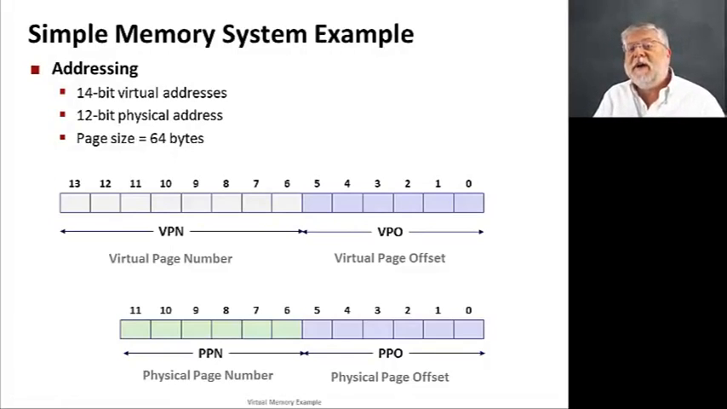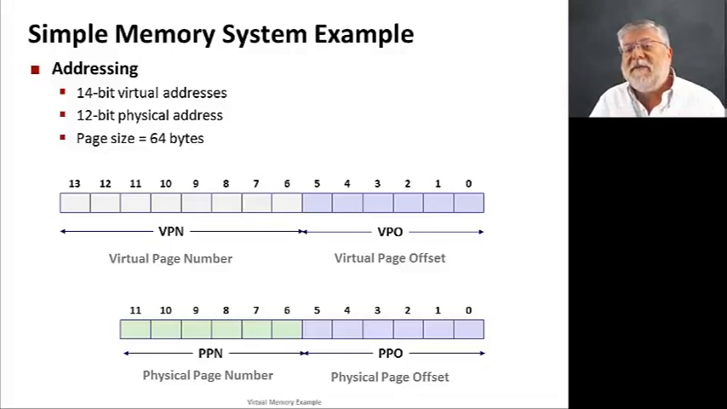We're going to have a 14-bit virtual address and a 12-bit physical address. Not all that many bits, but you get the idea. Just think about replacing that with 32 and 64 for the virtual address. The page size in this case is going to be 64 bytes, also a very tiny page size, not what we typically see. It would be more something on the order of 8 kilobytes, for example.